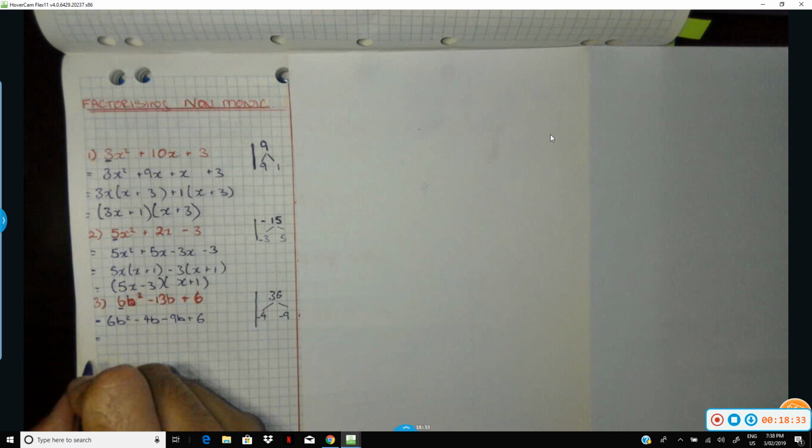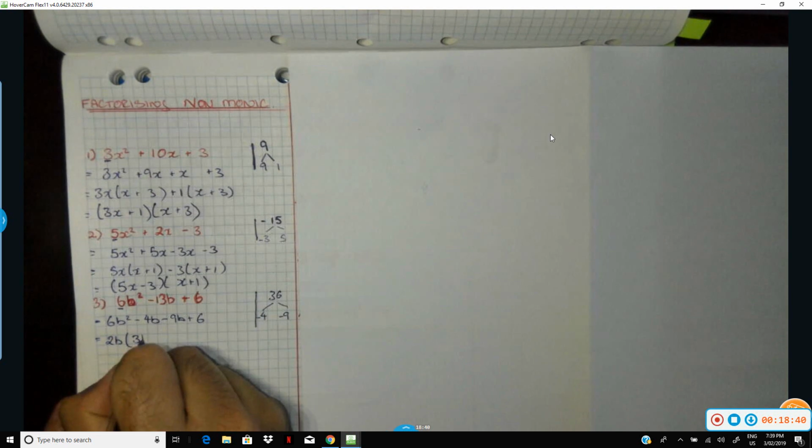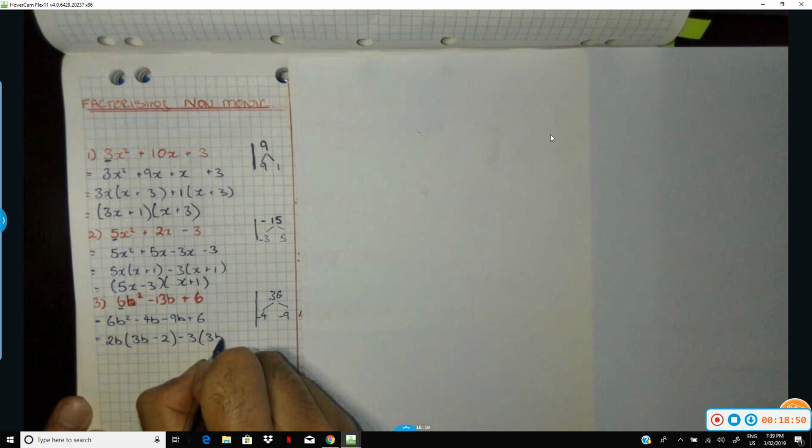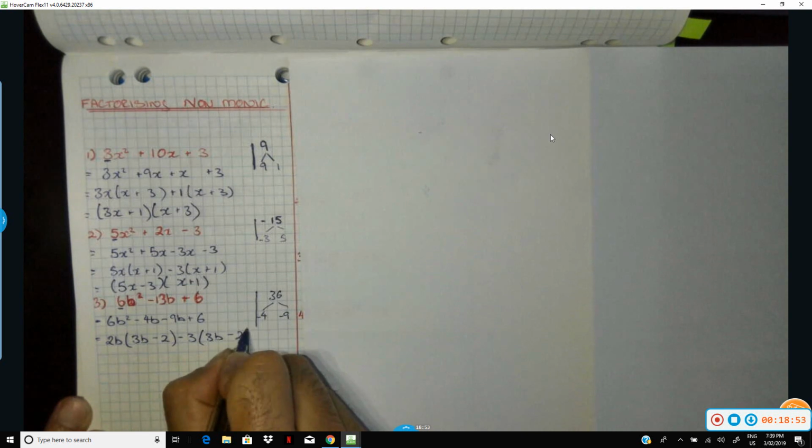Taking a common factor here, I've got 2b, which is 3b minus 2. And if I go minus 3, that will give me 3b minus 2 again. Yep, positive 6. And then collect the outside bits and write down the common bracket. And there's your solution.